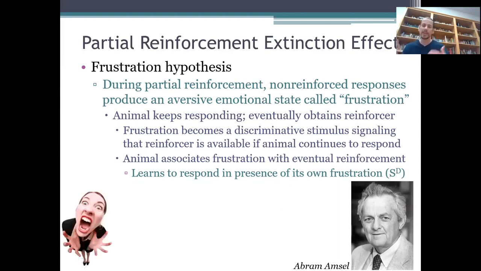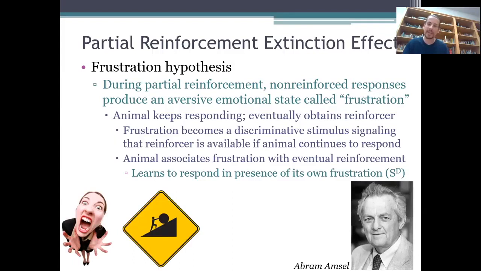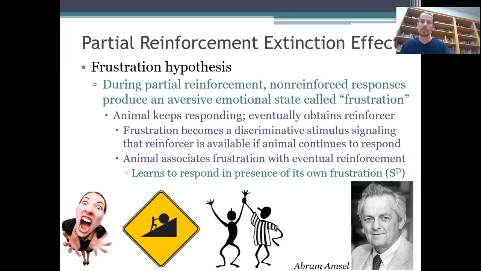It experiences this emotional state that we call frustration, but it continues to respond while it's in that frustrated state. And since it's on a partial reinforcement schedule, it eventually gets the reinforcer. Okay? One of those responses eventually produces the reinforcer. And as a result, the animal comes to associate its own feelings of frustration with eventual reinforcement. So in other words, that frustrated emotional state becomes a discriminative stimulus for the animal. It sort of signals to the animal that the reinforcer is available to it if it continues to respond. And so the animal learns that it will eventually get the reinforcer if it keeps making the response in the presence of its own frustration.